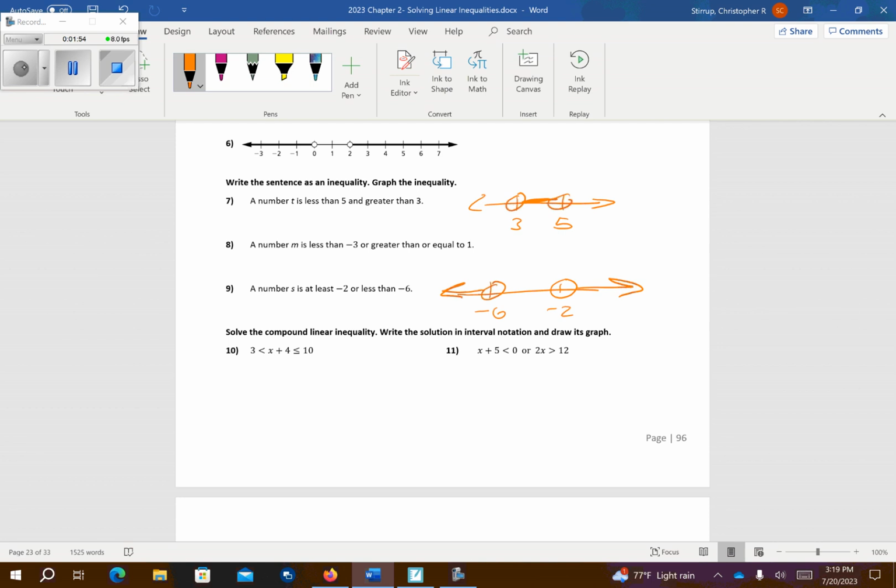Solve the compound inequality, write the solution in interval notation. So I'm going to get x is less than -5 because I would have subtracted 5. Divide each side by 2. I'm just going to put them on a number line first. So I have less than -5, greater than 6. That's pointing to -infinity, that's going to positive infinity. So -infinity to -5, soft bracket, 6 to infinity.